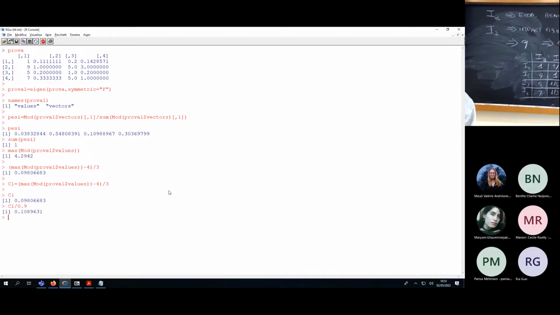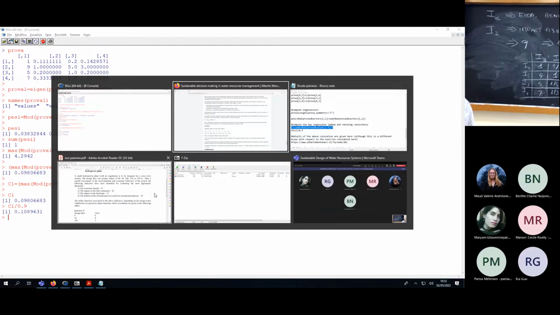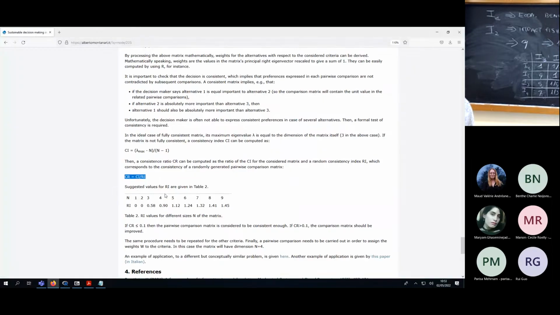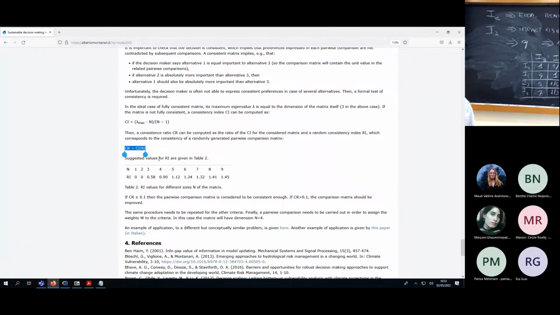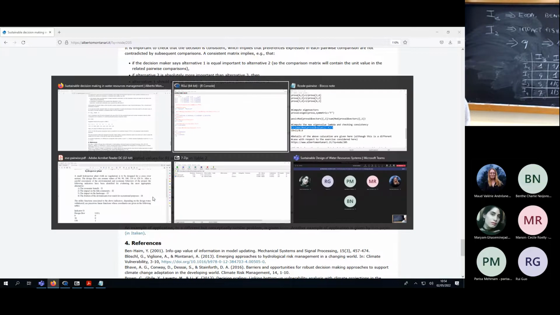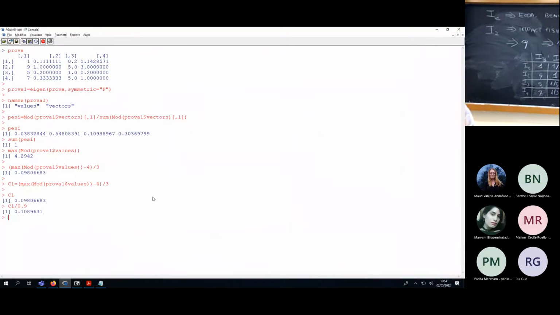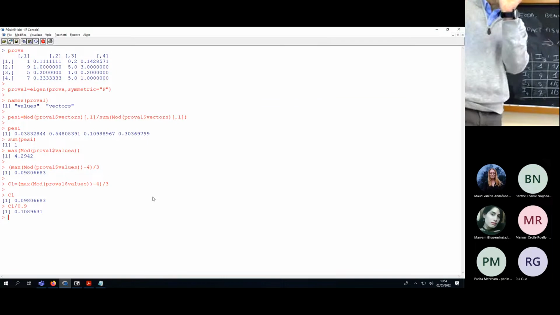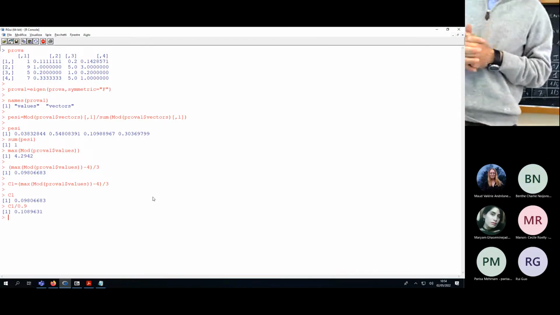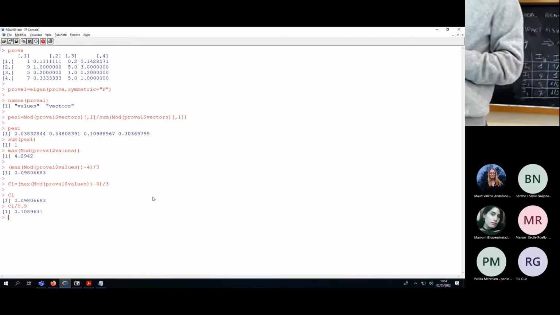The result is 0.11. And what is this? Go back to the lectures, it's the value of CR. If CR is less than 0.1, then the pairwise comparison is considered to be consistent enough. Okay, what is the result that we got? Yeah, it's just on the border, okay? So let's try to compute the result according to this.